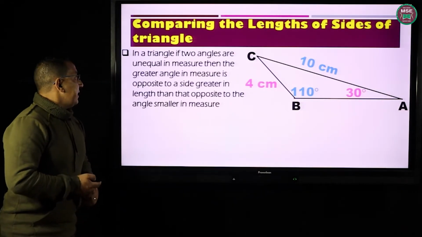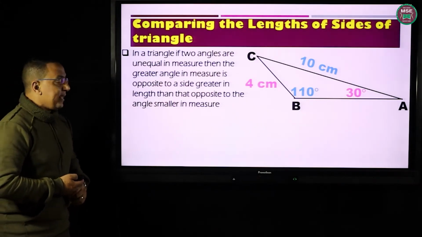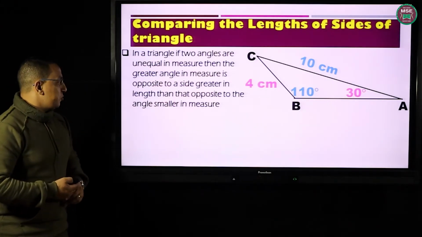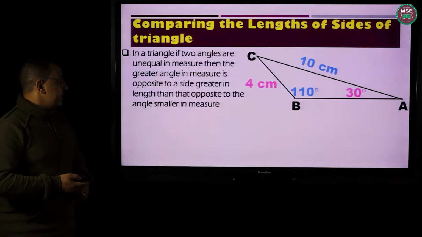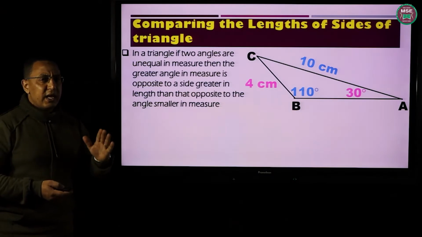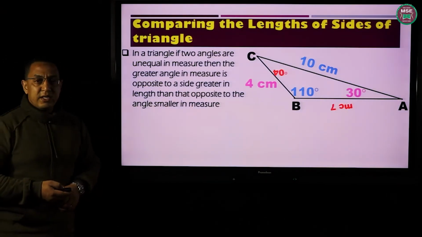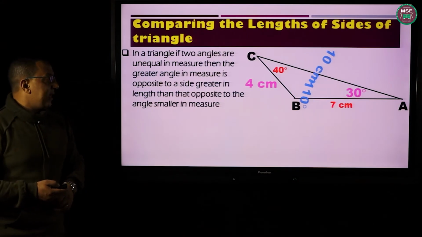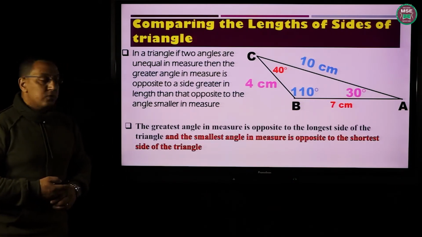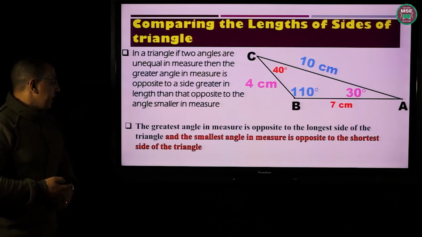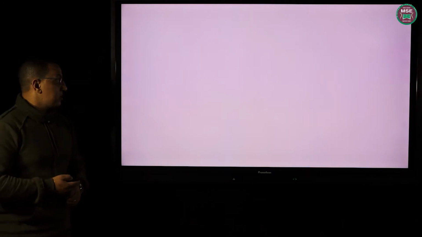In a triangle, if two angles are unequal in measure, then the greater angle in measure is opposite to the side greater in length than the side opposite to the angle smaller in measure. This is what I explained before. The longest side is opposite to the greatest angle, and so on. The greatest angle in measure is opposite to the longest side in a triangle, and the smallest angle in measure is opposite to the shortest side.